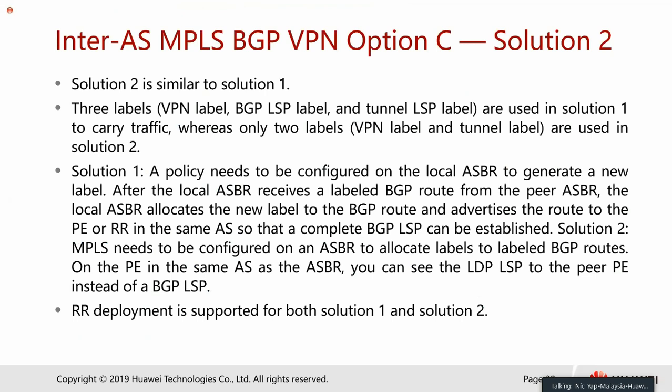So that is the Inter-AS MPLS BGP VPN option C, but this time it's solution number 2. Solution number 2 and number 1 are pretty similar, but here they reduce the labels from 3 labels back to 2 labels. Solution 2 is similar to solution 1, just that the 3 labels, VPN, BGP, and tunnel LSP labels, are used in solution number 1, and 2 labels are used in solution number 2, VPN and tunnel labels only. So that is the difference, from 3 labels back to 2 labels.